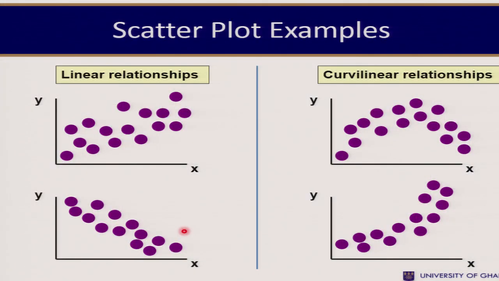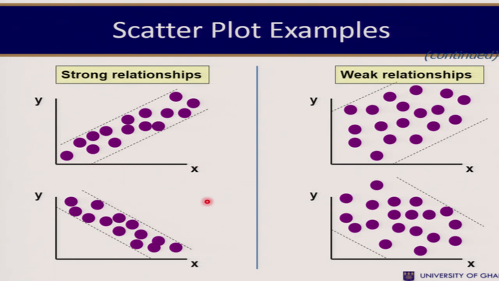These are some examples of scatter plots. The ones that look like a straight line are linear relationships, and the ones that look like curved ones are what we call a curvilinear relationship. For the purpose of this course, we will be more concerned with linear relationships.